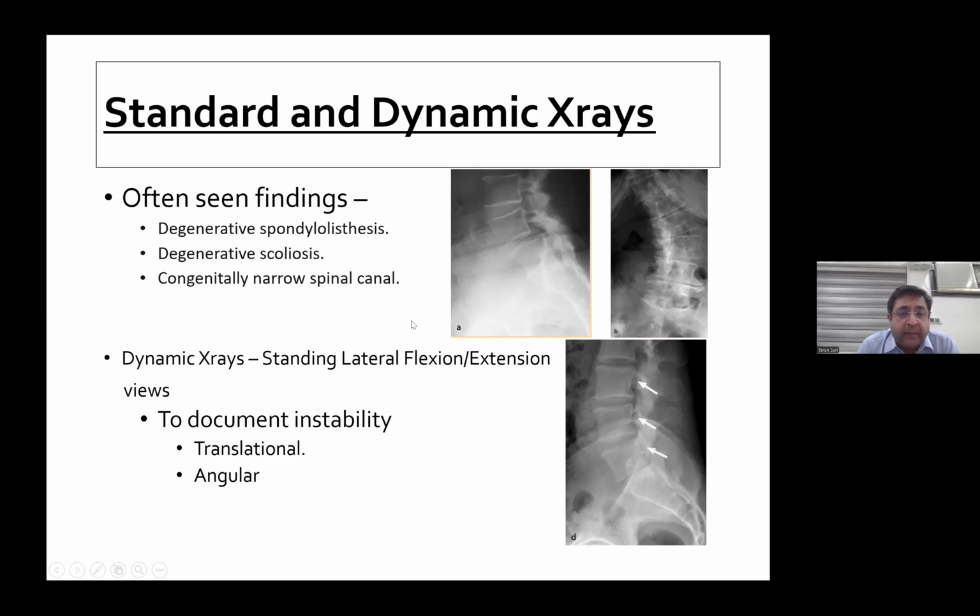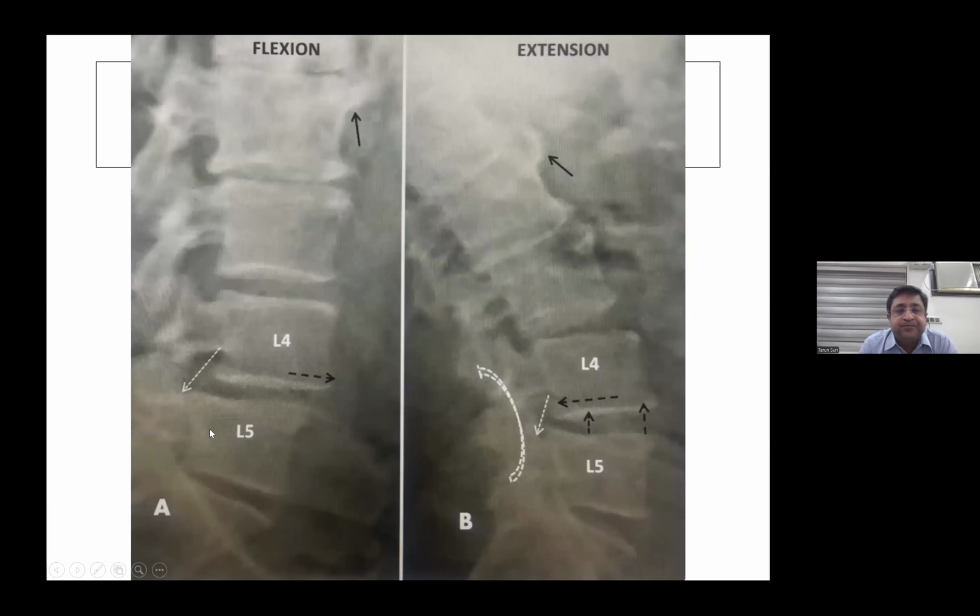As I told you, dynamic X-rays are important to document not just the translational, but also the angular instability, because it is the angular instability, or the local lordosis, which is much more important from a biomechanical point of view. So in flexion-extension views, we have to document not just how much translation is occurring in the flexion views, but also how much of it is reversible, how much is its reducibility, and how much the kyphosis is reduced on putting the patient into extension.